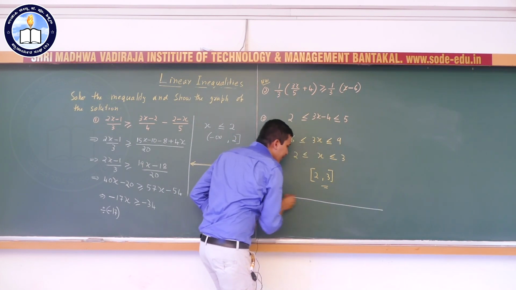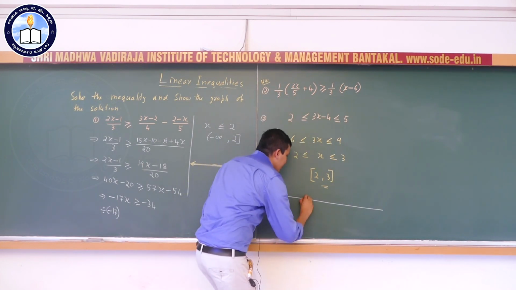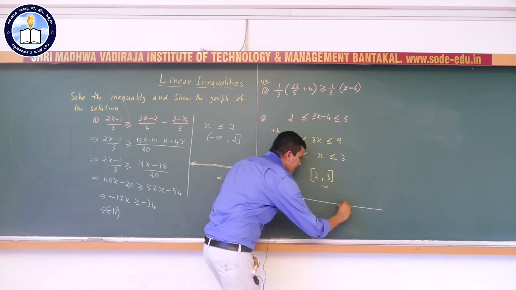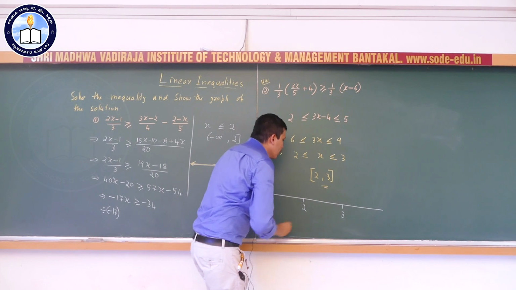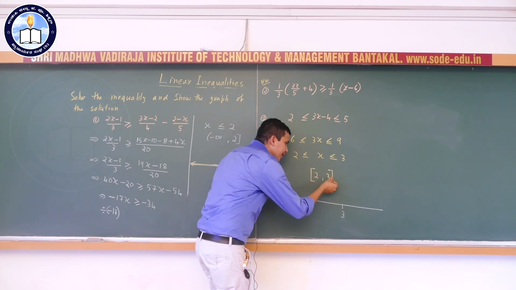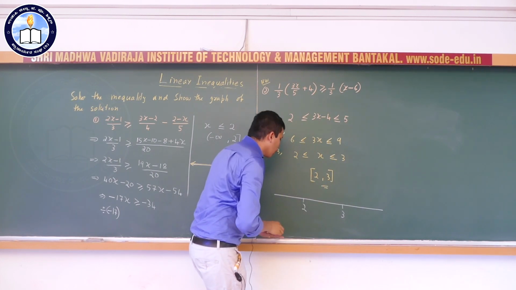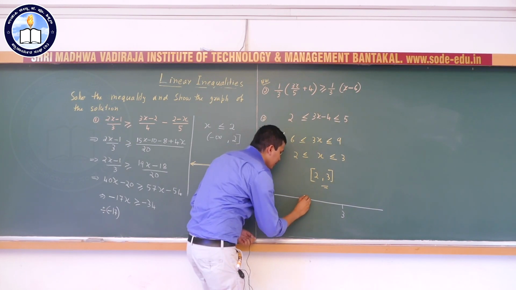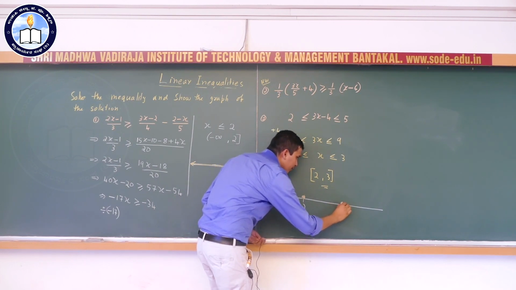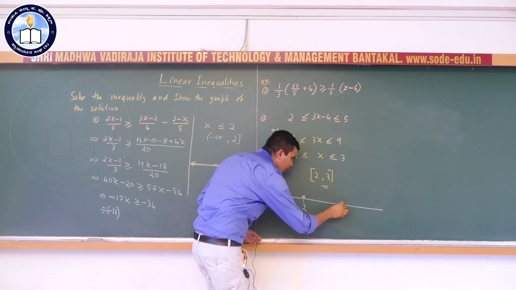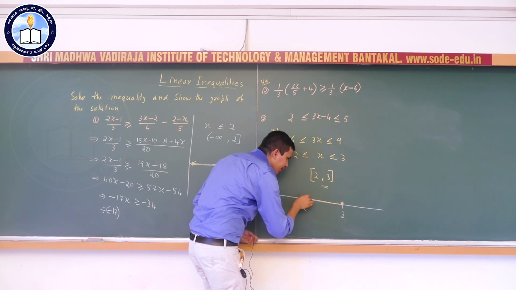So one number line is needed, and it is minus 2 here, and here it is plus 3. Plus 2 and plus 3 it is here. 2 is also included, 3 is also included. So here I need to put a dot, and for this one also an included dot, and in between these two, whatever that region is, I need to shade it, right?